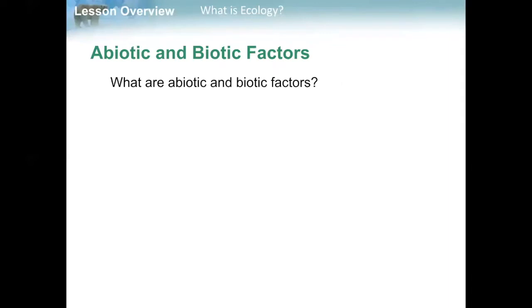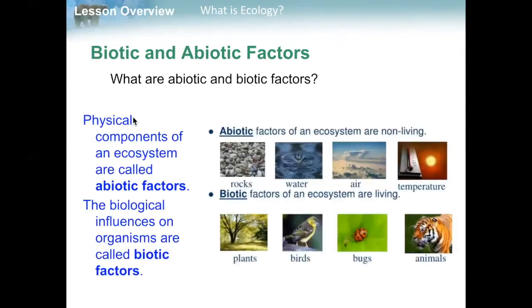What are abiotic and biotic factors of our ecosystem? Physical components of the ecosystem are called abiotic factors. These factors are the non-living portions: rocks, water, air, temperature. The biological influences in the organisms are called biotic factors, which are plants, birds, bugs, animals, etc.